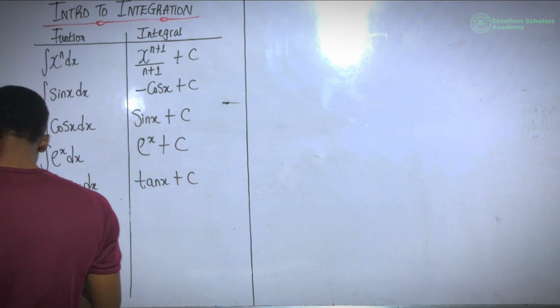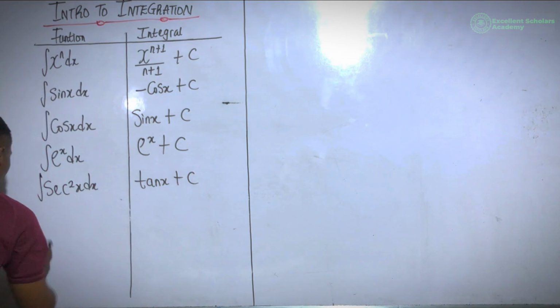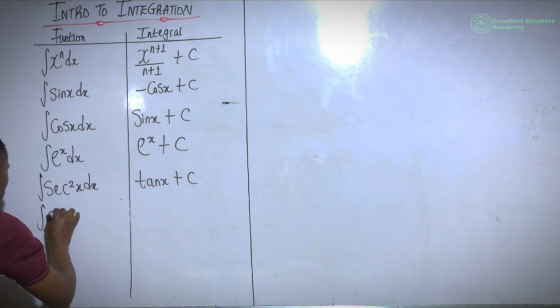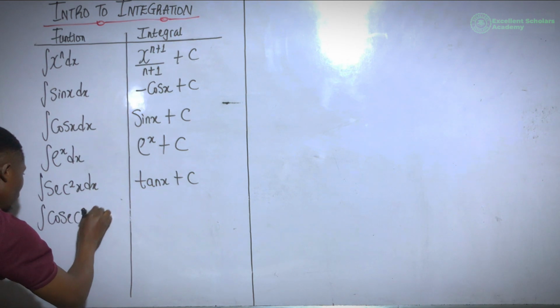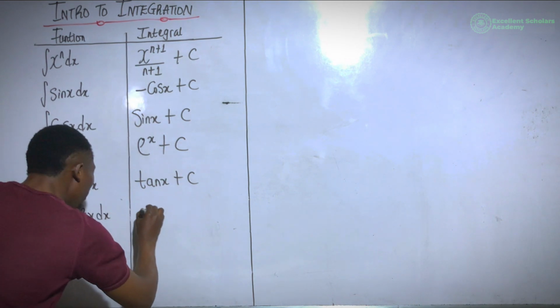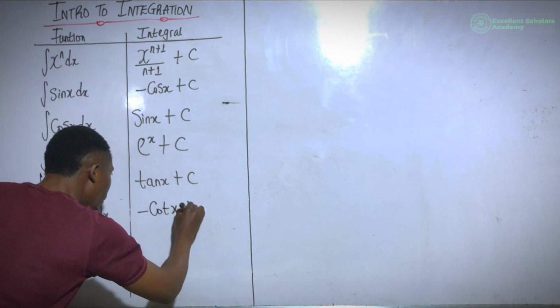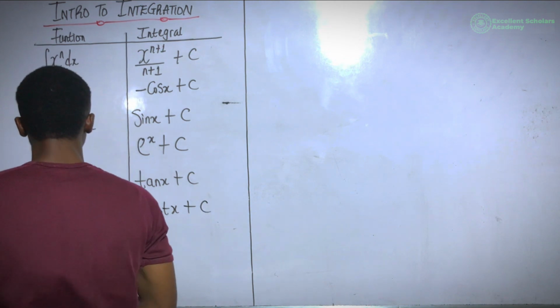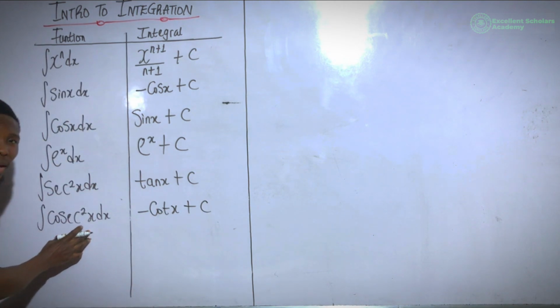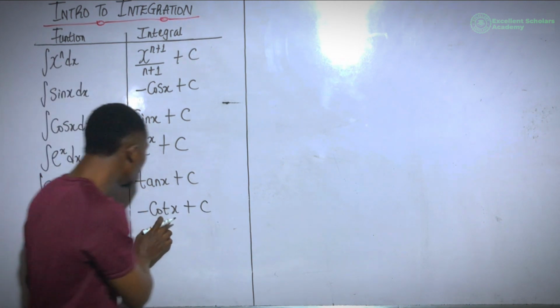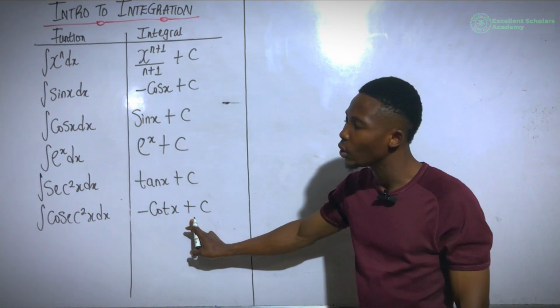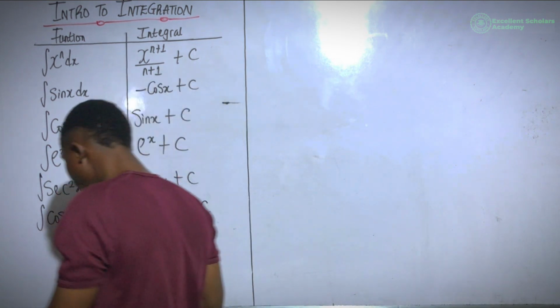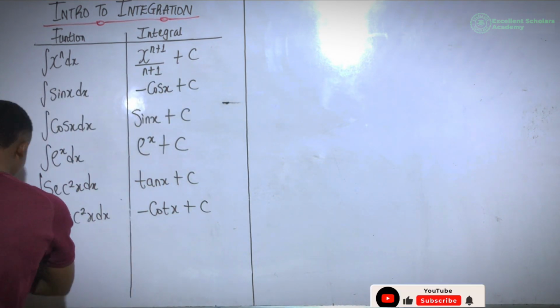So now the next one we're going to be looking at is cosec square x. Now, if you integrate cosec square x with respect to dx, you are going to have minus cot x plus your constant of integration. Okay, so the next one we're going to look at will be sec x tan x.